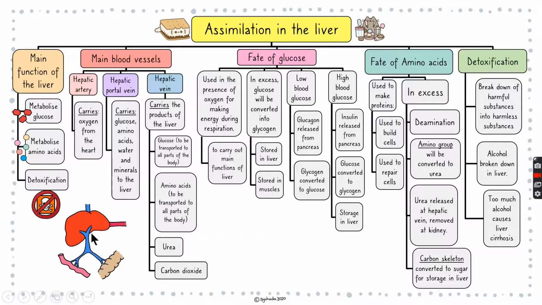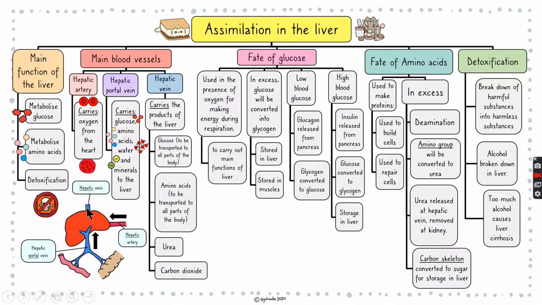The main blood vessels that are connected to the liver include the hepatic artery, and this carries substances into the liver from the heart. So it carries oxygenated blood towards the liver. And we also have the hepatic portal vein, which carries nutrients and minerals into the liver, which includes glucose, amino acids, water, minerals. And we have the hepatic vein, and this carries products away from the liver. So this includes glucose, amino acids, urea, and carbon dioxide.